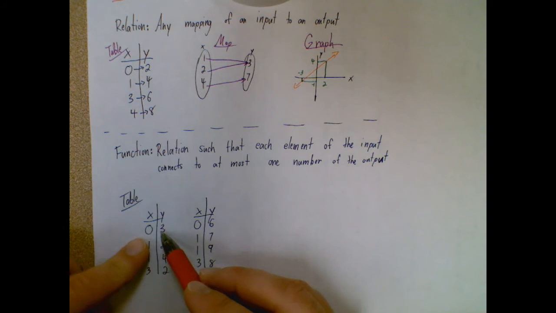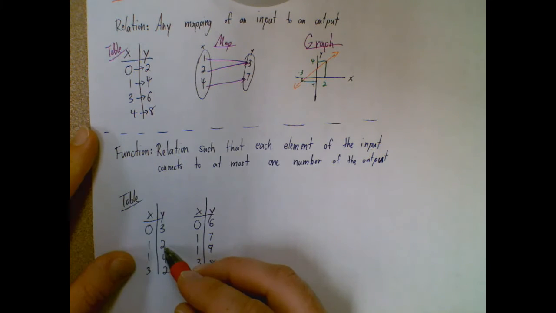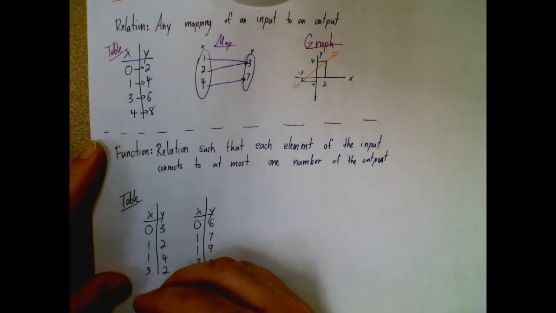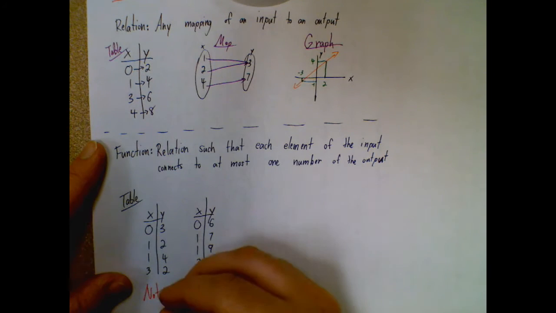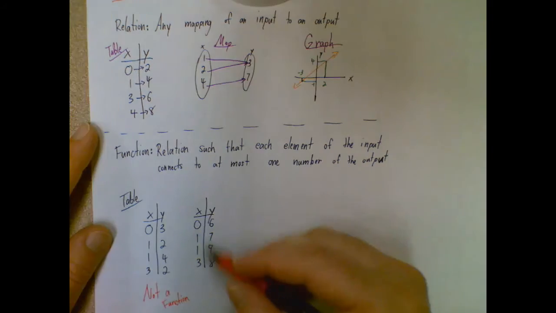0 is going to 3, and there's no other zeros. Fine. 1's going to 2, but I have another one, and this one's going to 4. So 1's actually going to two numbers, 1 to 2 and 1 to 4. So this is not a function. Okay, not a function. What about this one?